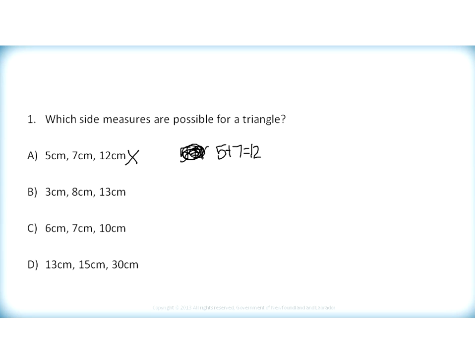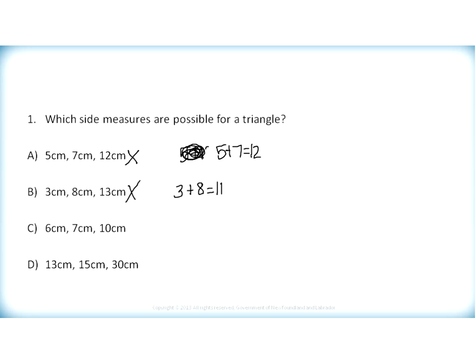In B, I've got 3 centimeters, 8 centimeters, and 13 centimeters. So I add my first two sides together, and I get 11. Well, 11 is less than 13. So once again, we're not going to be able to form a triangle because two sides added together isn't longer than the third side.